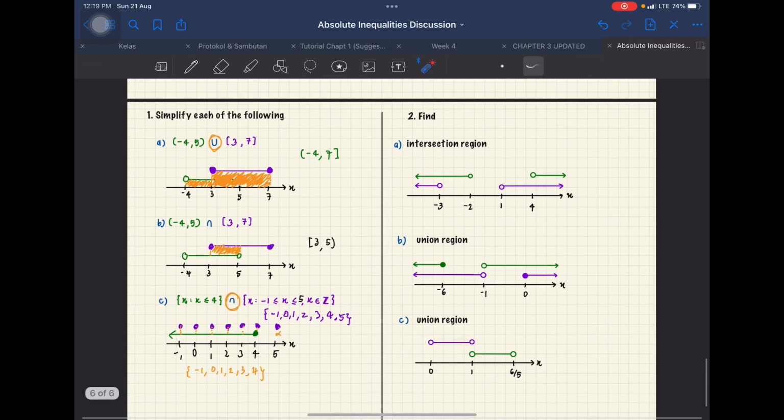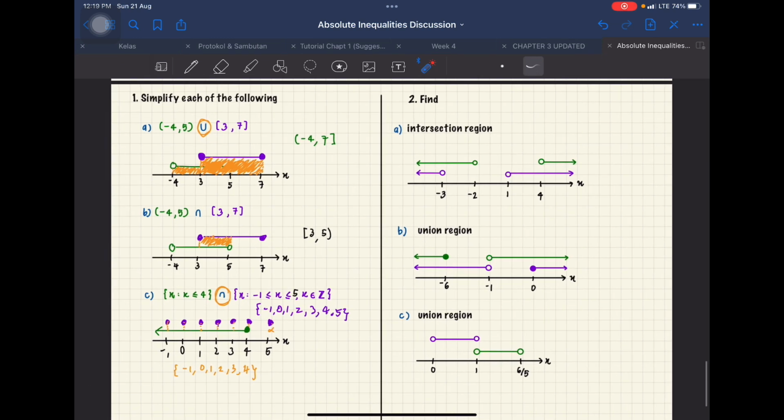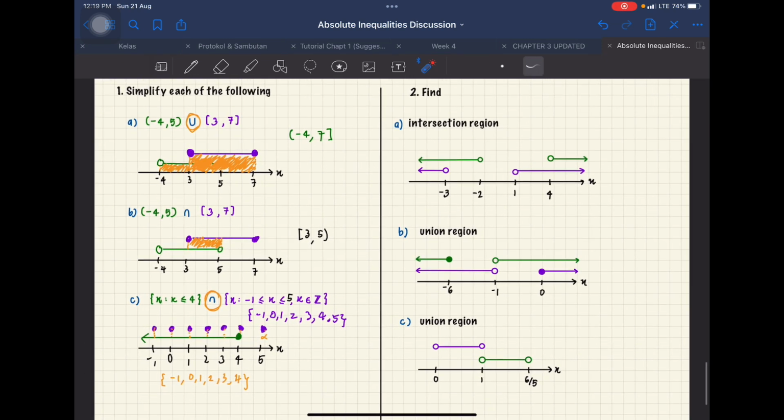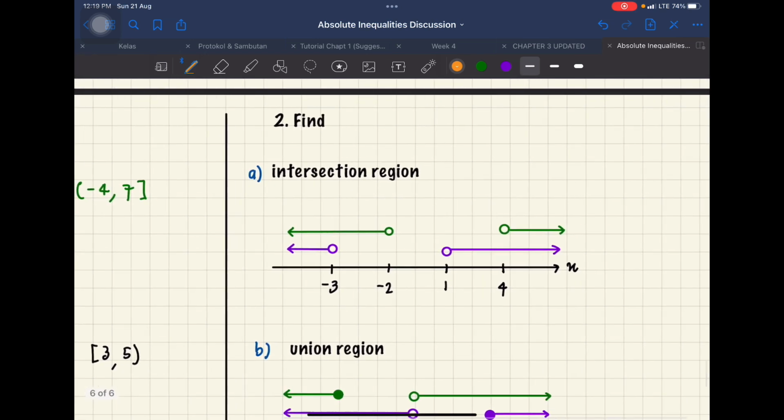Alright, so next one. Let's find the intersection region and union region. Okay, look at example number 2. From this number line, let's find the intersection region. Intersection region, obviously, is something that intersects with each other. Both need to have the same thing. So first, it is here and here. Is that all? No, on the right side there is more. So where else do they meet? Here they meet up to here.